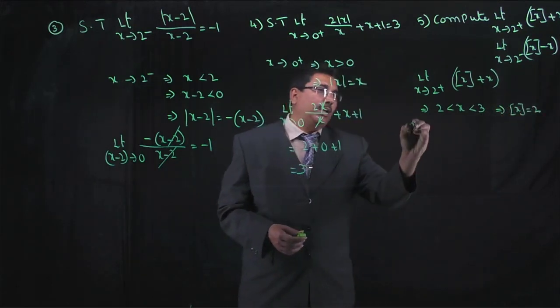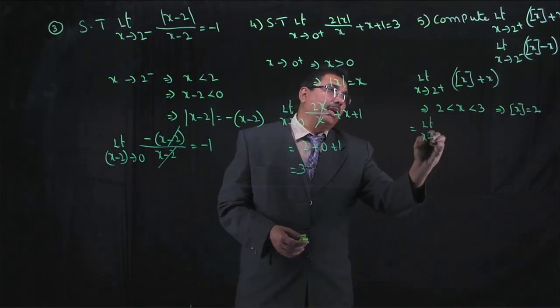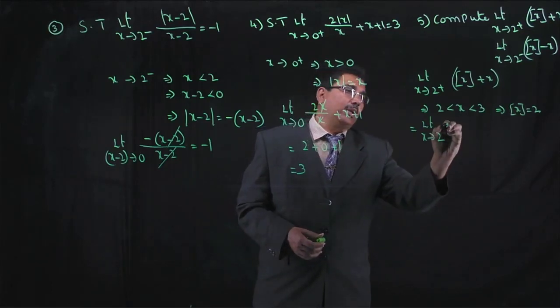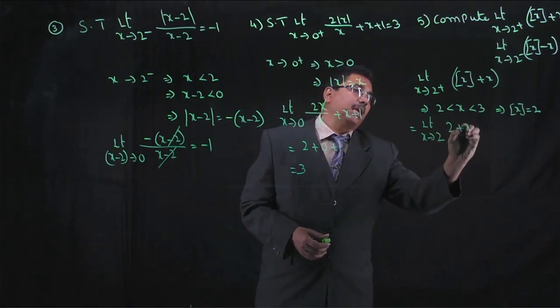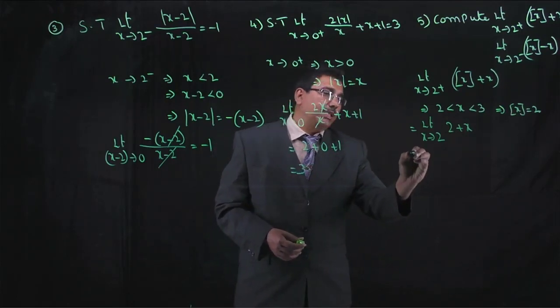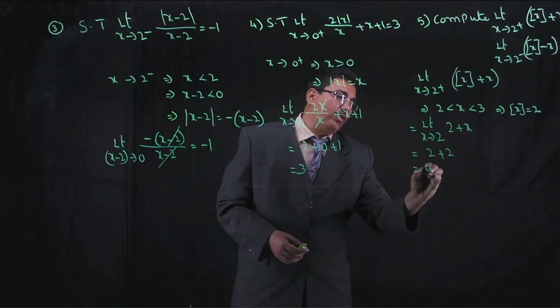That is equal to limit x tending to 2 of 2 plus x. Now by applying the limit, 2 plus 2, that is equal to 4.